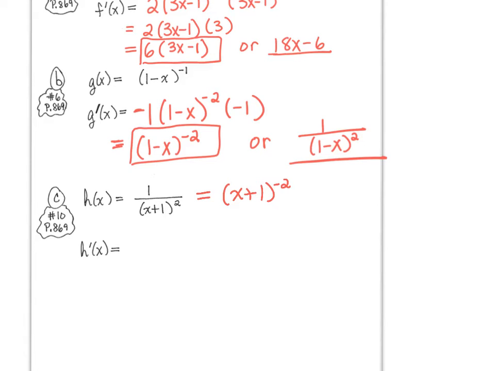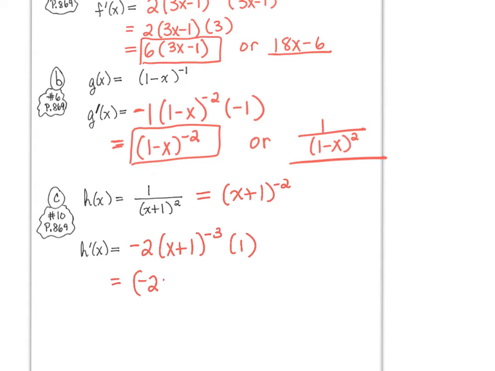All right, what do we do here? What do we get? Go ahead, Eli. I did -2 times quantity x plus 1 to the -3, times 1. Good. And then I did -2x plus 1, the quantity of that.